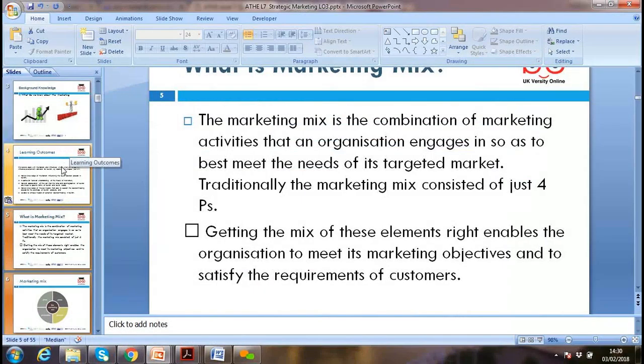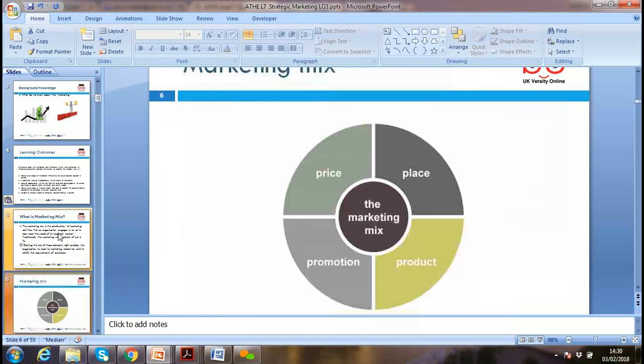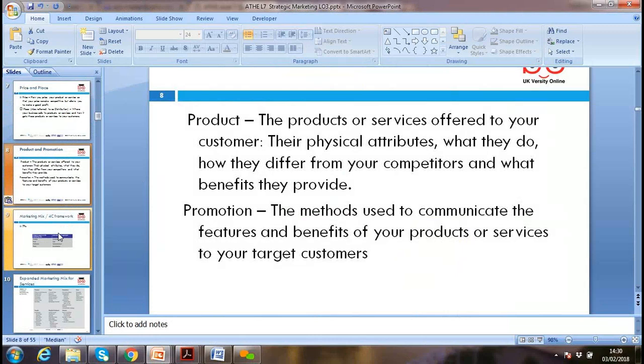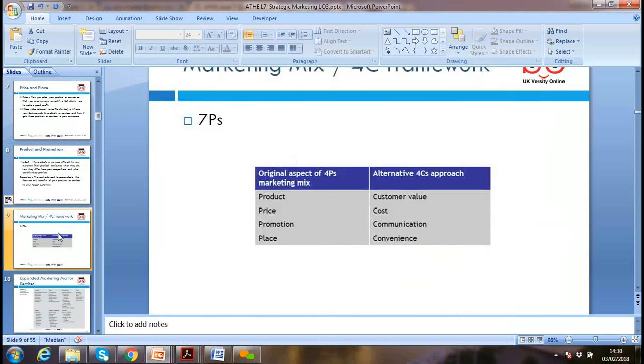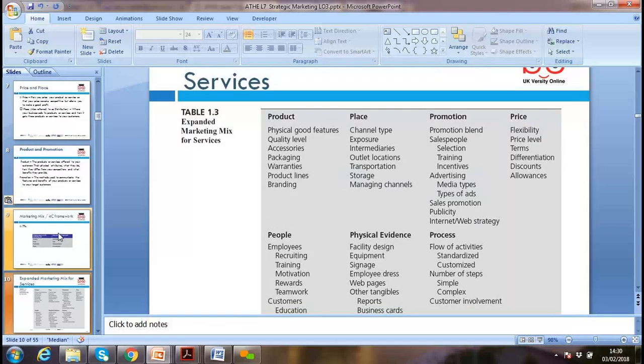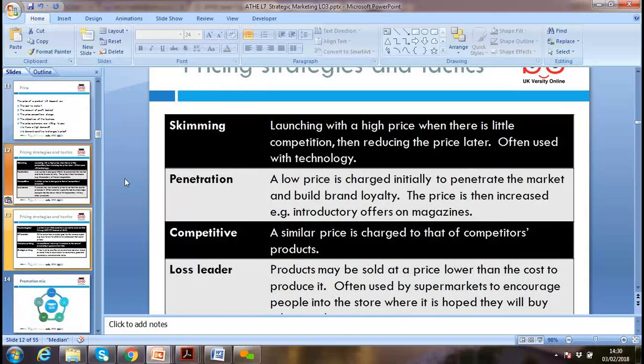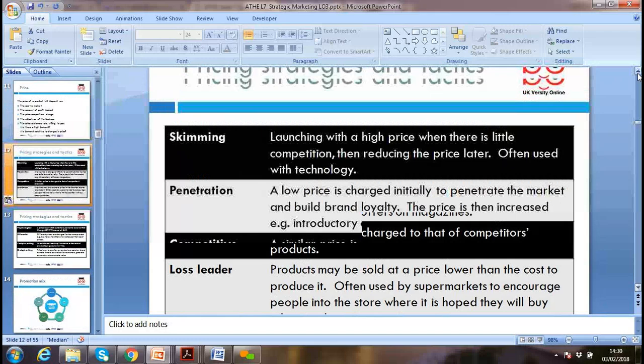We already discussed marketing mix, the four P's: product, price, promotion. We already learned about the marketing mix and what is meant by price. I put the slide separately for you as well. We already discussed product, why we need it and how we launch a product. We also discussed the seven P's and the four C's concept: customer value, cost, communication, and convenience. And we discussed different pricing strategies or techniques we could use in a business.